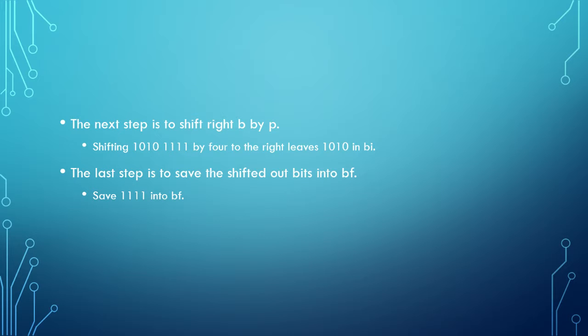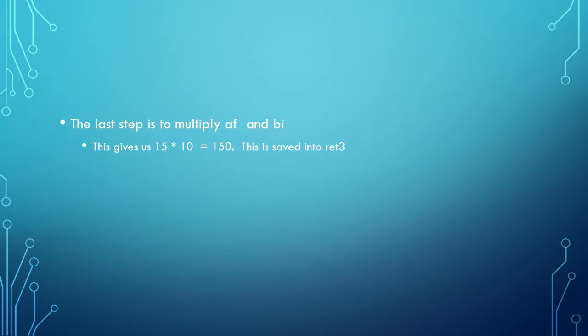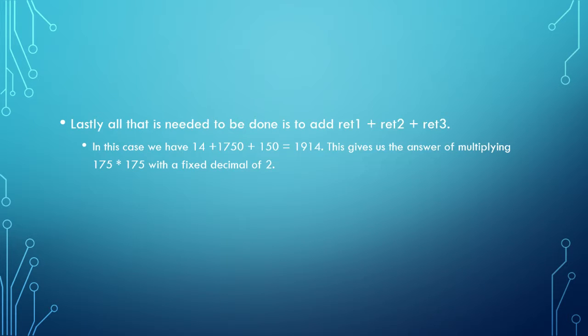We now multiply AI and B, or 15 times 175, which equals 1750. We then multiply AF and BI, which gives us 15 times 10, or 150. Lastly, we add the 3 results. This gives us 14 plus 1750 plus 150, which gives us our final answer of 1914.